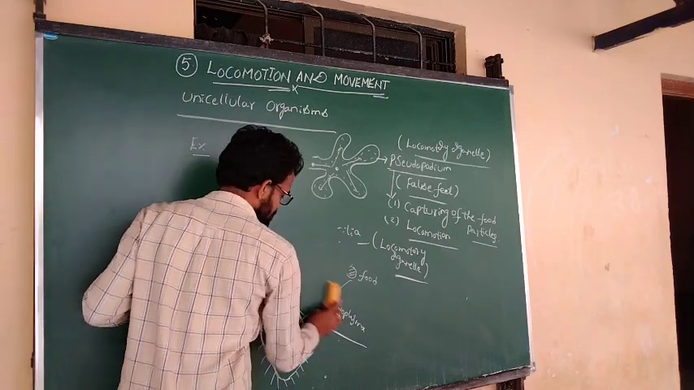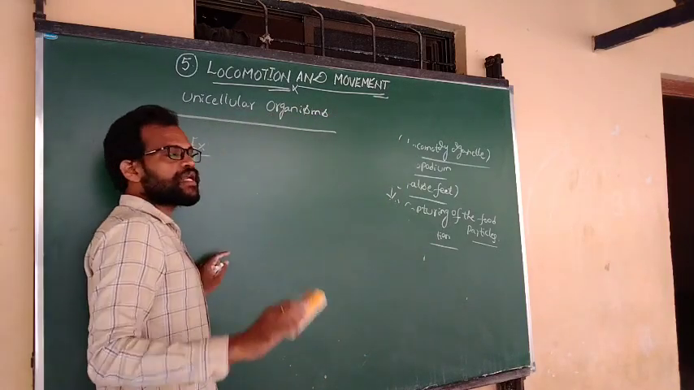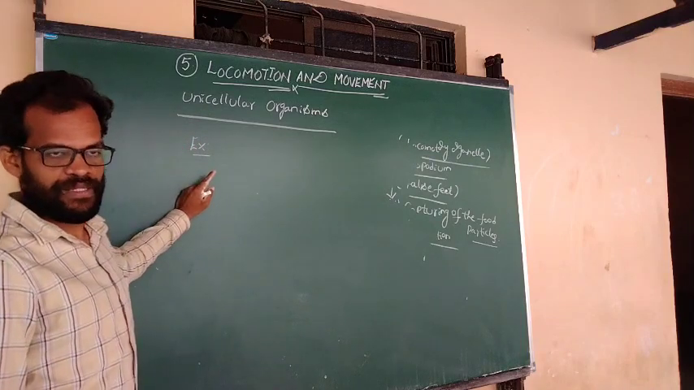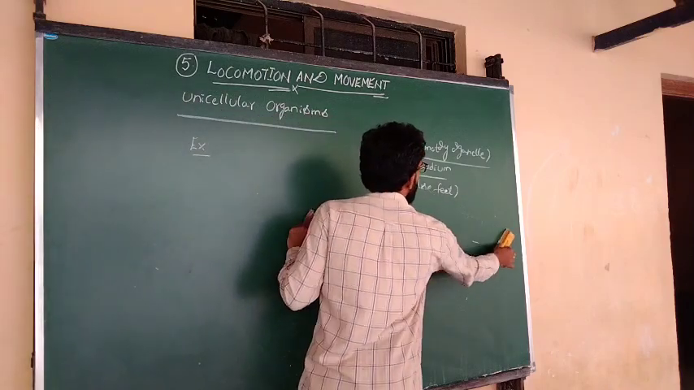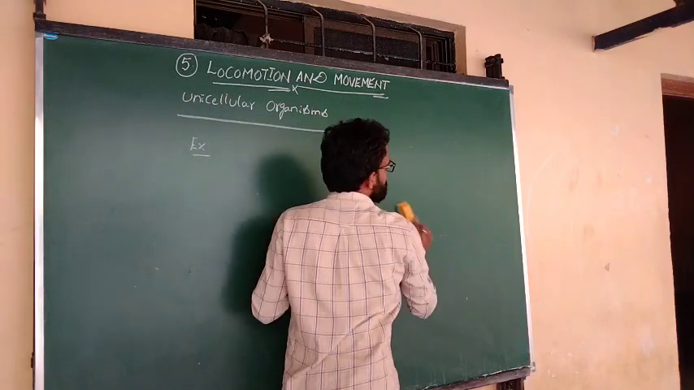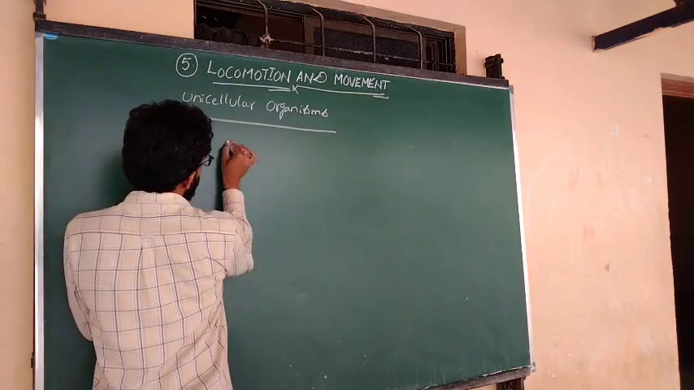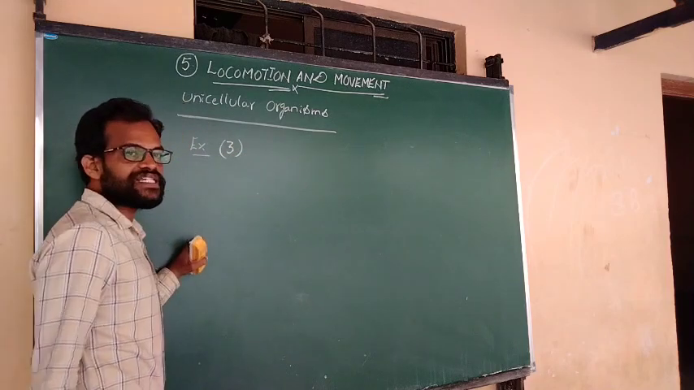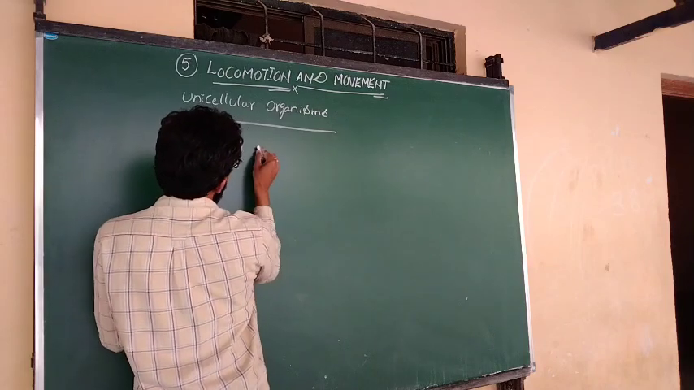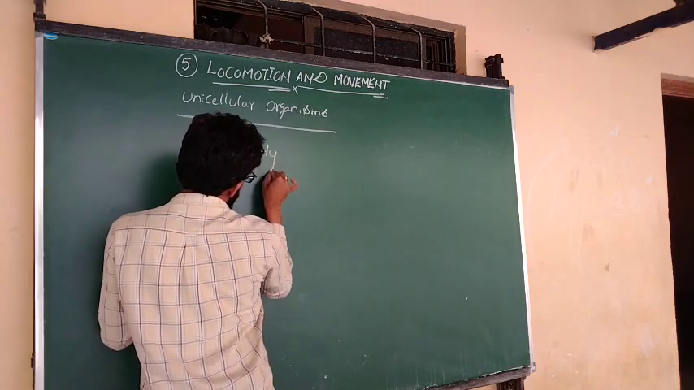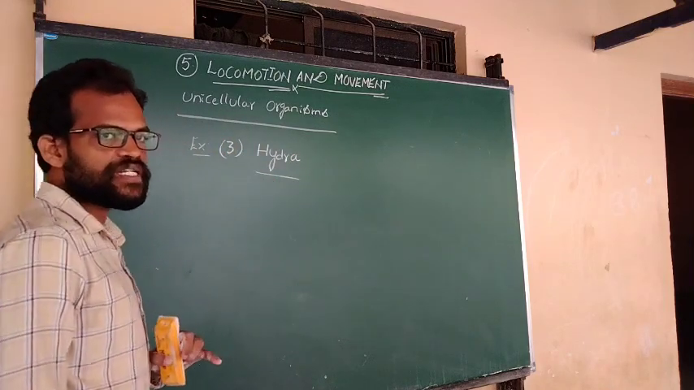The third important organism is known as the first one, amoeba. It has pseudopodia, which are its locomotory organelles. The second one, Paramecium. The cilia are the locomotory organelles present in the Paramecium. The third important organism is known as Hydra.